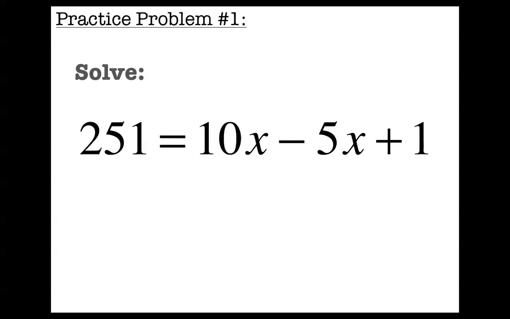All right, why don't you try one of these? 251 equals 10x minus 5x plus 1.